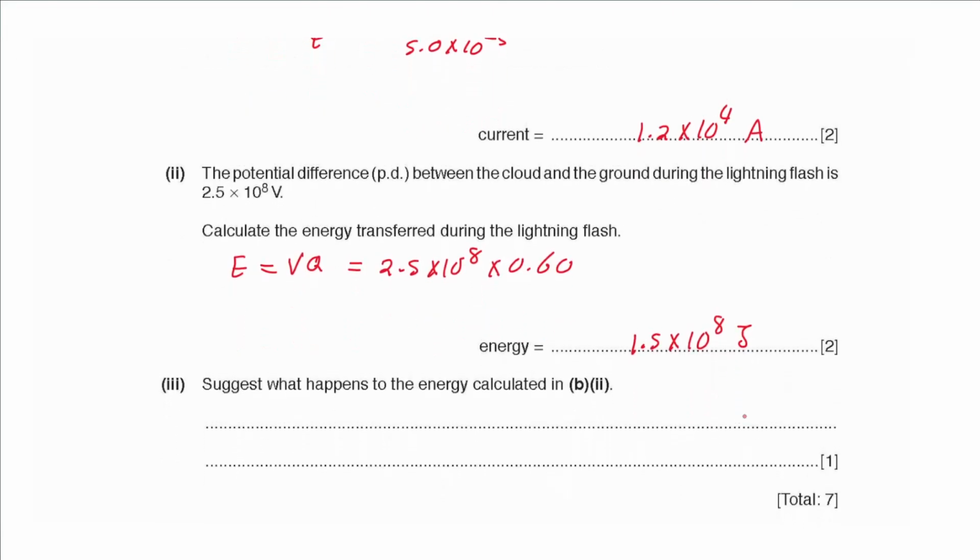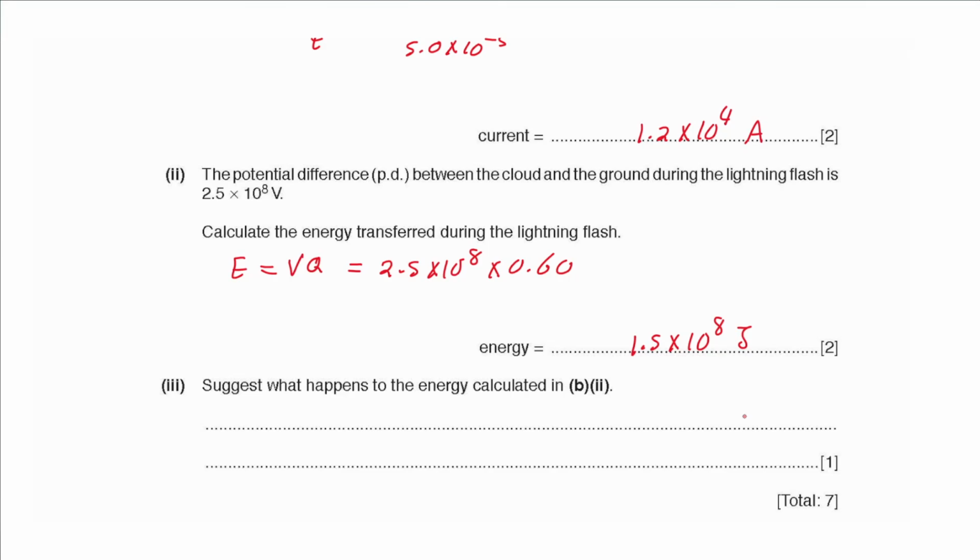Triple I says suggest what happens to the energy calculated in B double I after the lightning flash has gone. We can say that it is converted to light in the lightning and sound, and then eventually converted to heat after the light and sound dissipate.